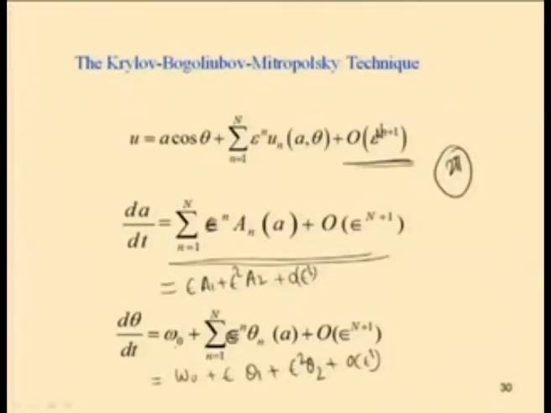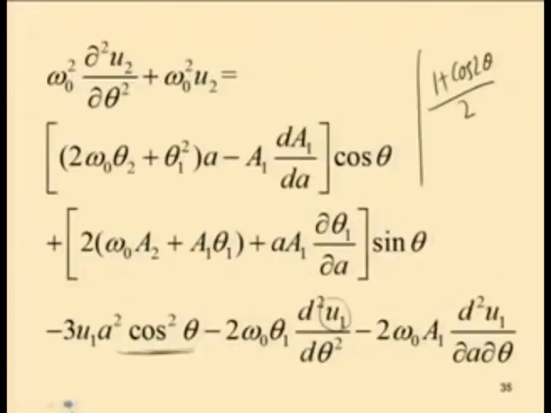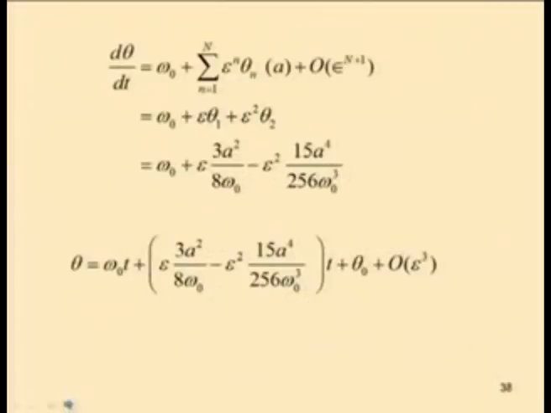equal to omega 0 plus epsilon theta 1 plus epsilon square theta 2 plus higher order terms. So, already we obtained theta 1 and theta 2. So, in this case we can write d theta by dt equal to omega 0 plus epsilon theta 1. For theta 1 we have written 3 a square by 8 omega 0. For theta 2 we have written epsilon square into 15 a to the power 4 by 256 omega 0 cube. Already we know a is constant.